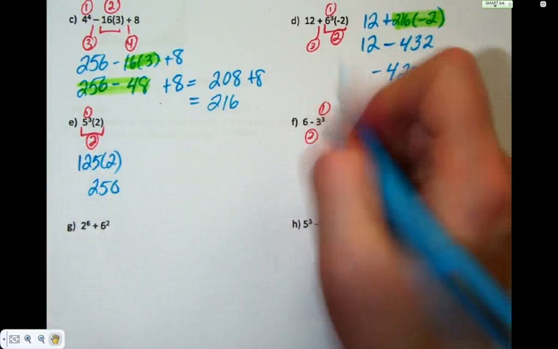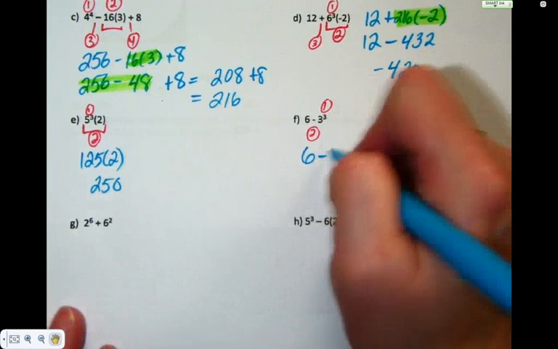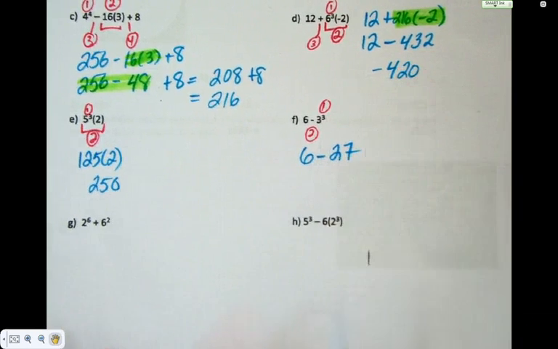So I'm keeping the 6. I'm keeping the subtraction. All we're going to do is swap out 3 to the 3. Again, non-calc. We would expect you to know 3 times 3 times 3. That's 3 to the 4. 6 minus 27, again, without a calculator, you should be able to subtract 27 from 6.